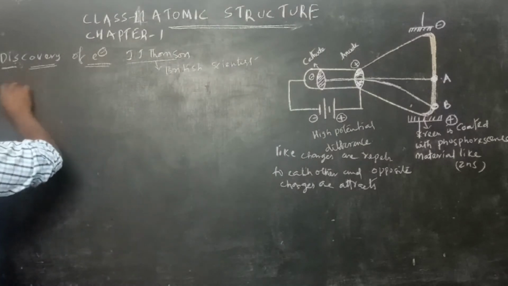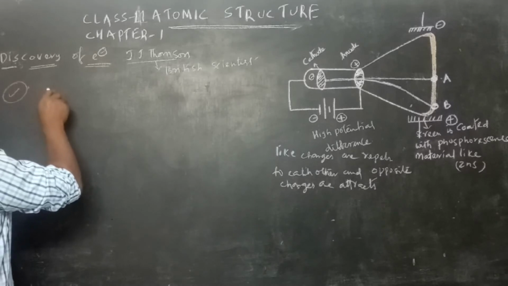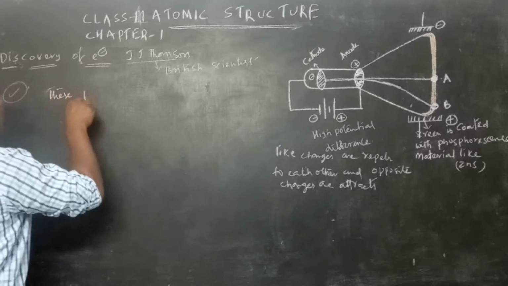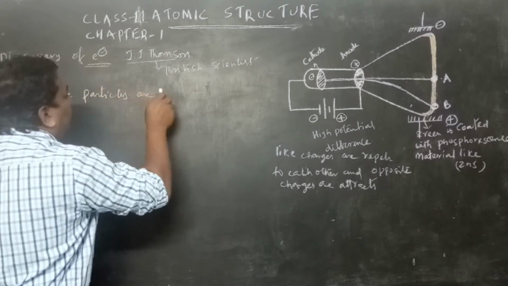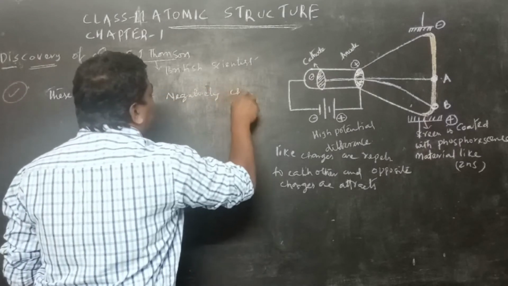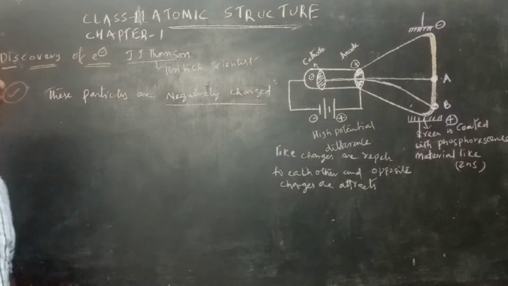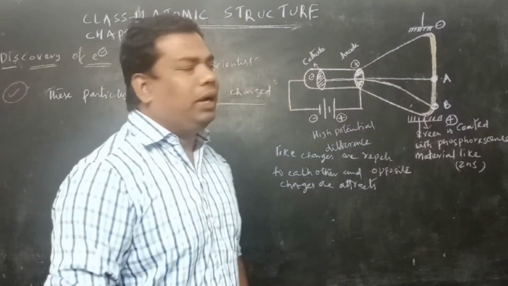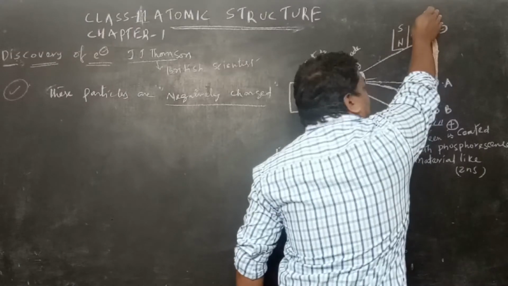So J.J. Thomson concluded that these particles are negatively charged. Whatever particles come from the cathode material in the electric field are negatively charged particles.